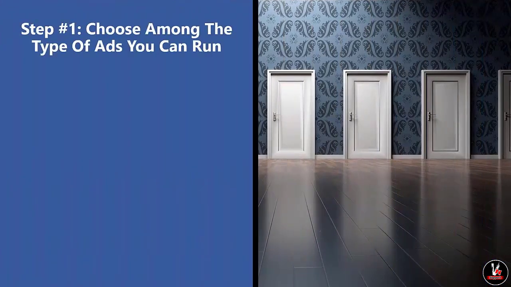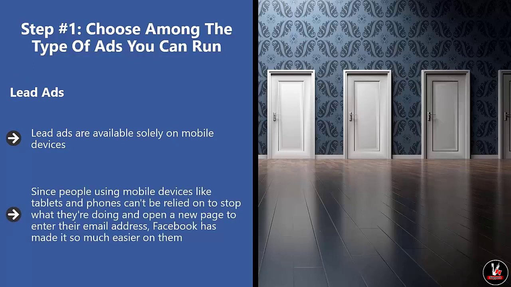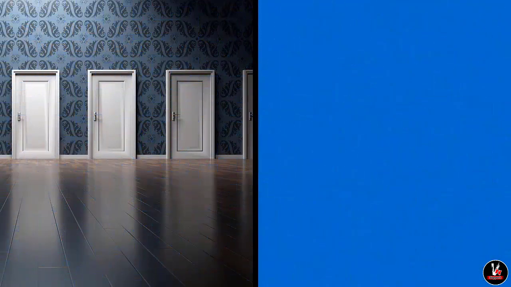Step number 1, choose among the type of ads you can run. Facebook accommodates a lot of different ad types. You can choose among the following depending on your overall objective. Lead ads. Lead ads are available solely on mobile devices. They are designed for one-click subscription. Since people using mobile devices like tablets and phones can't be relied on to stop what they're doing and open a new page to enter their email address, Facebook has made it so much easier on them. They just need to click and the ad will supply you their information.